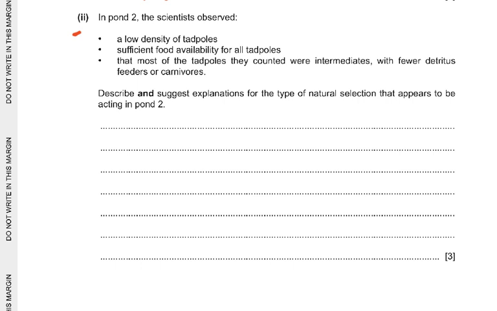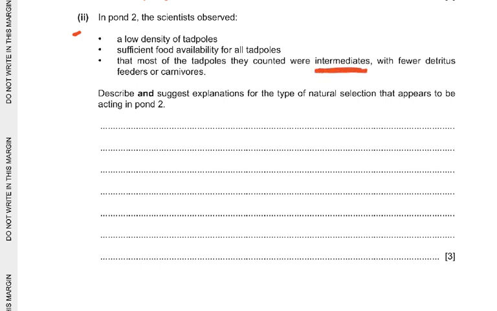Because the extremes, carnivores and detritus feeders, die and are selected against, and the intermediates survive. So there is less competition. Intermediates can eat both types or a wider range of food. Greater variety in the diet improves the growth and development of the intermediate tadpoles. So most of them were intermediates. So the intermediates are the success story.